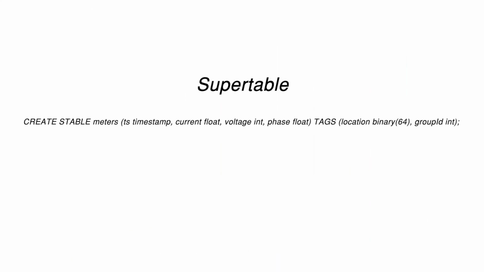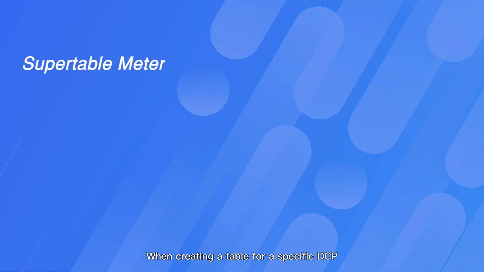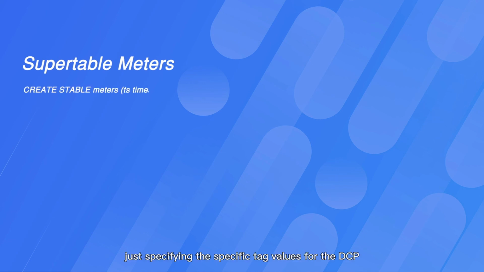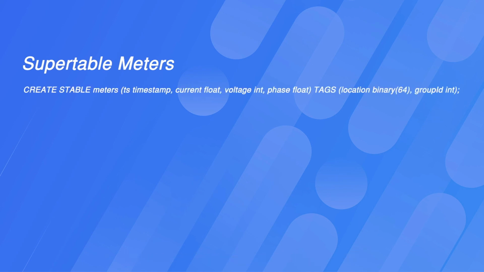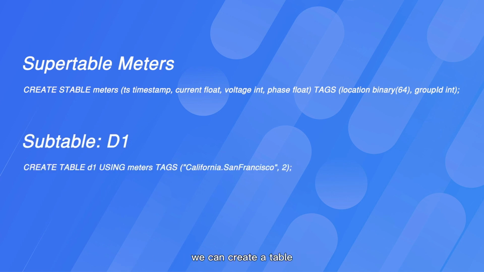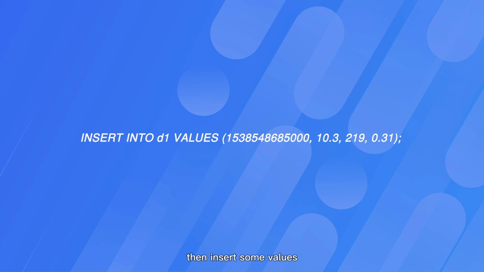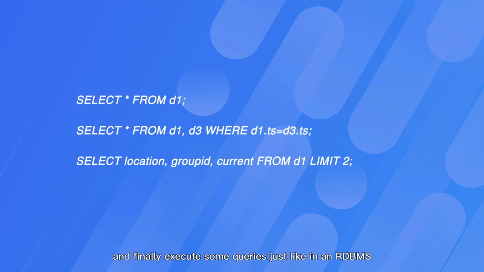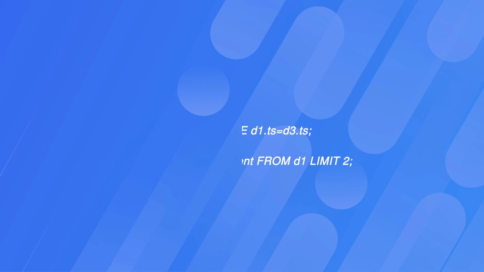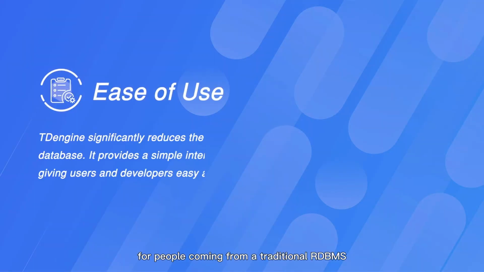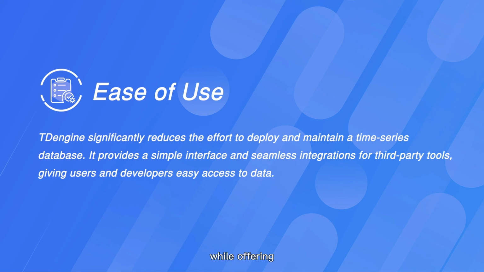In the smart meters example, we can create a Supertable called meters. Note the metrics and tags in the statement. When creating a table for a specific DCP, we can use this Supertable as a template, just specifying the tag values for the DCP. A table created by using a Supertable as a template is called a subtable. We can create a table for each smart meter under the Supertable meters. Then insert some data. And finally, execute some queries, just like in an RDBMS. For people coming from a traditional RDBMS, this system is simple and easy to pick up while offering the performance advantages inherent in a time series database.